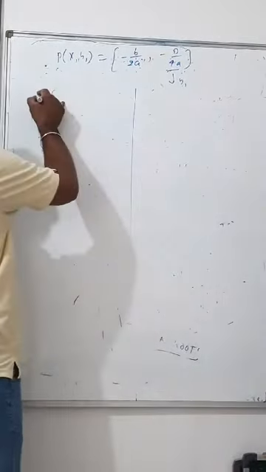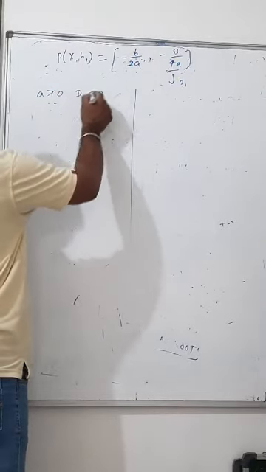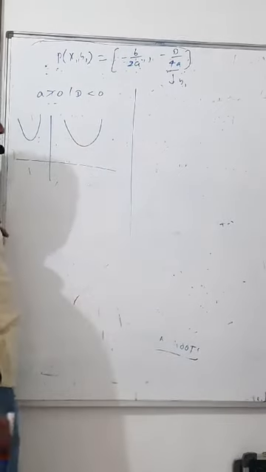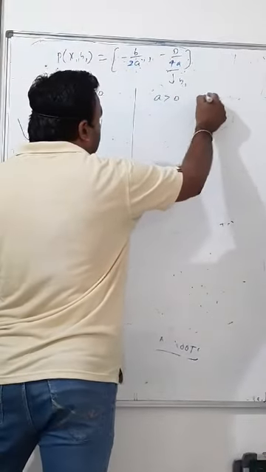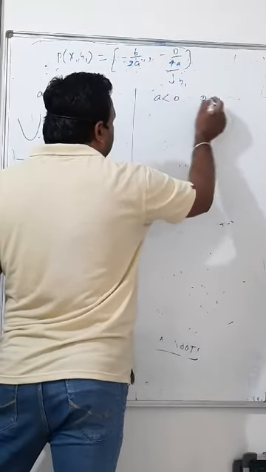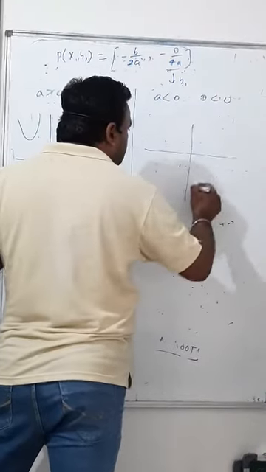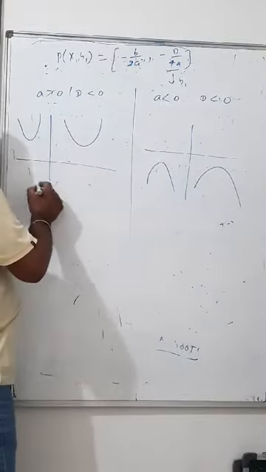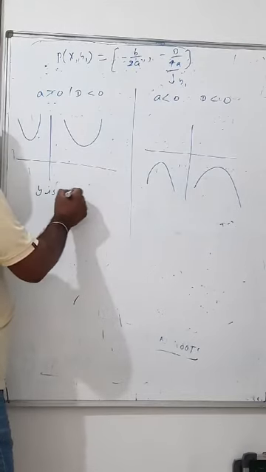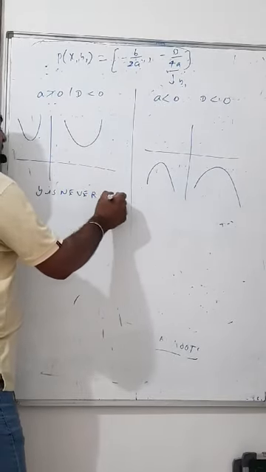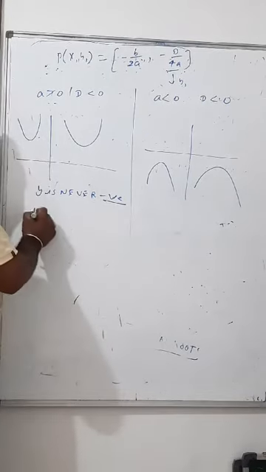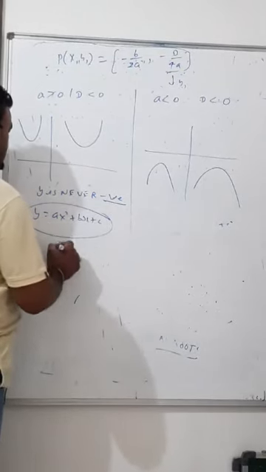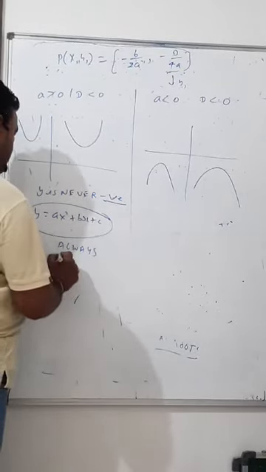Look here, I take a greater than 0, d less than 0. Then the graph is like this or like this. A is greater than 0, a is less than 0, d is also less than 0. Then the graph is like this or like this. Look here. In this situation, y is never negative. That means y equal to ax square plus bx plus c is always positive.